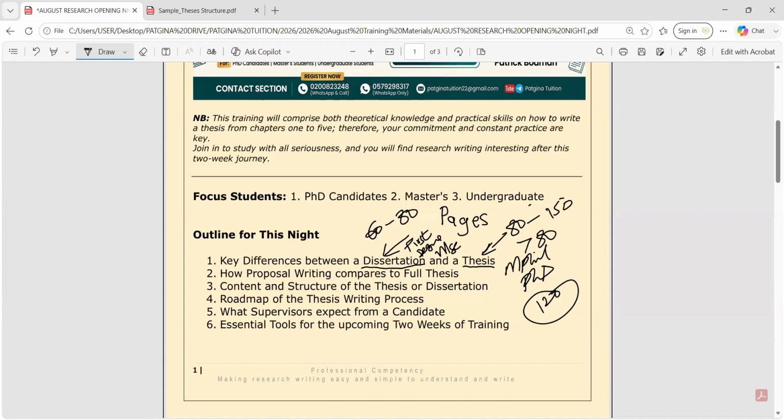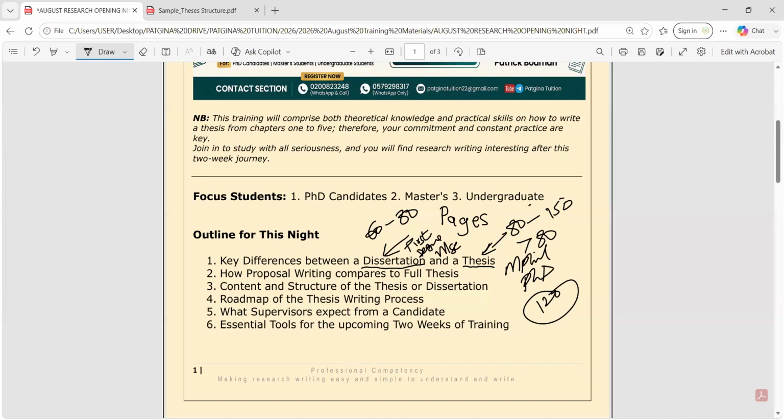But now they are able to take 200 pages because they know you can search for the information online. And some are even writing about 400 and above pages. And if you are PhD, it is accepted. But if you are MPhil, it means you are going overboard. And there is a need for investigation. So take note. That's the difference between dissertation and thesis.